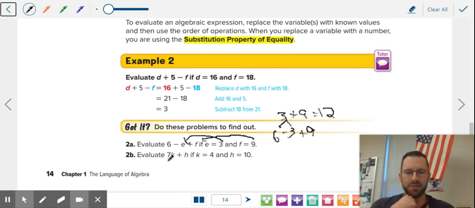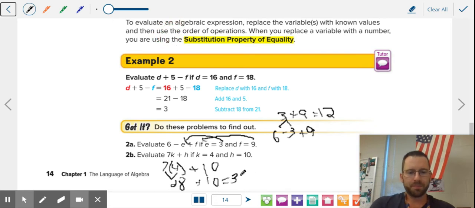Okay, down here we have 7k. That means 7 times 4. Anytime I substitute a number for a variable, I put it in parentheses if it's attached. Plus h is worth 10. Okay, order of operations says multiplication comes before addition. So 7 times 4 is 28. Plus 10. I'm showing my work. Equals 38. Because it's so important to show our work just in case we make a mistake. I know where I made my mistake. And also when I show my work, it gives me a better chance of not making a mistake.